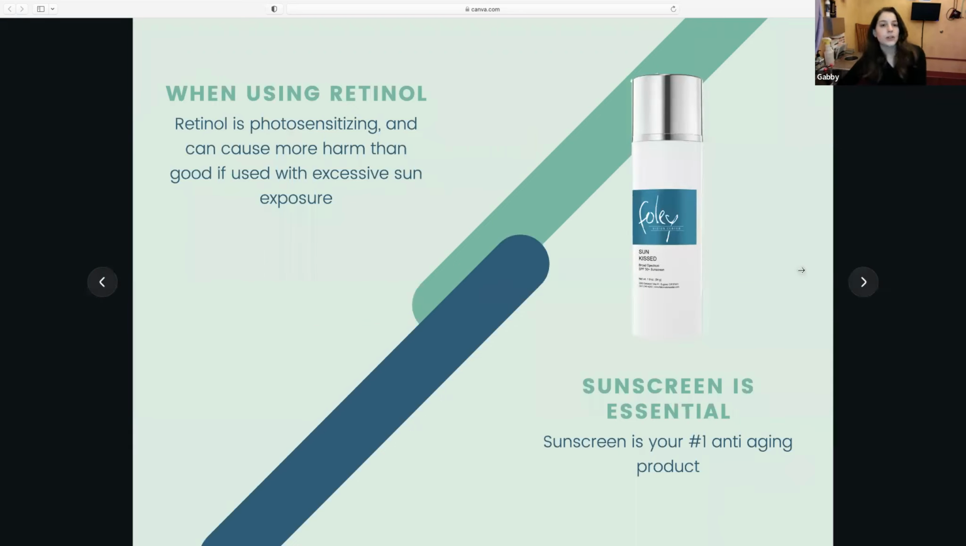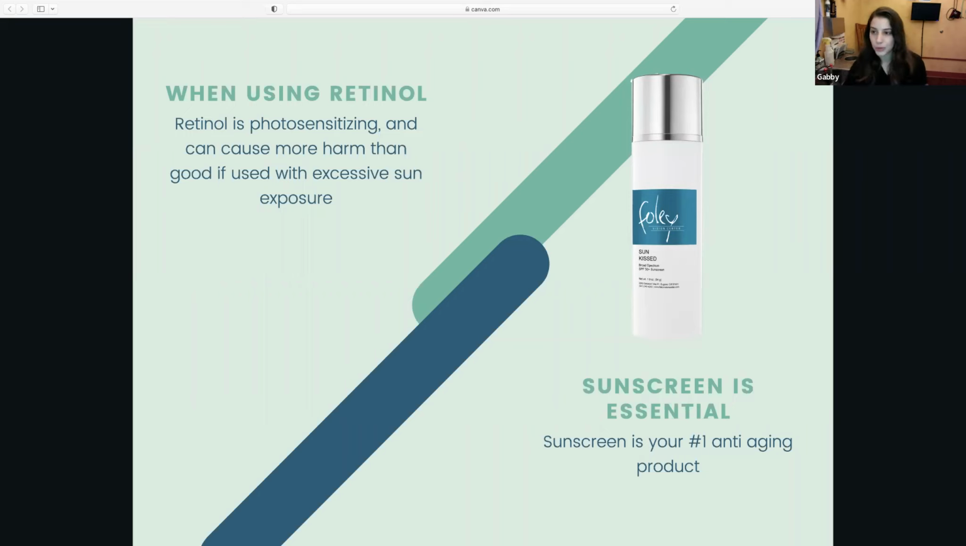So when using retinol, again, it is photosensitizing, so it can cause a little bit more harm than good if you do get a lot of sun exposure. So for my people that are sun worshipers, as much as I love retinol, I would say maybe hold off on it. So definitely sunscreen is essential.